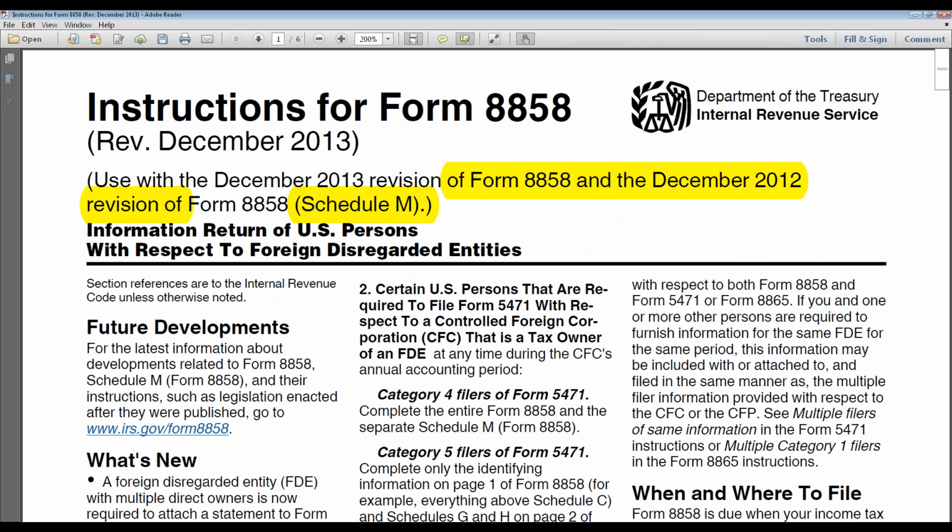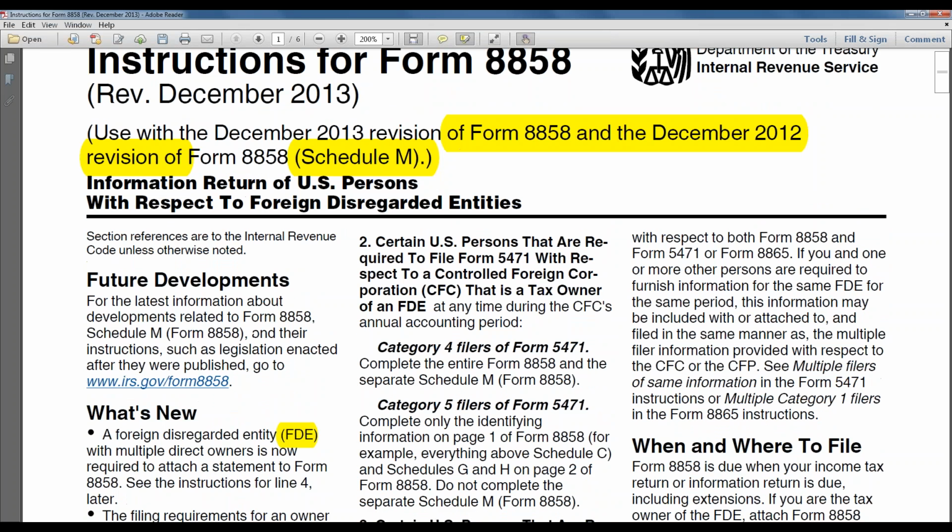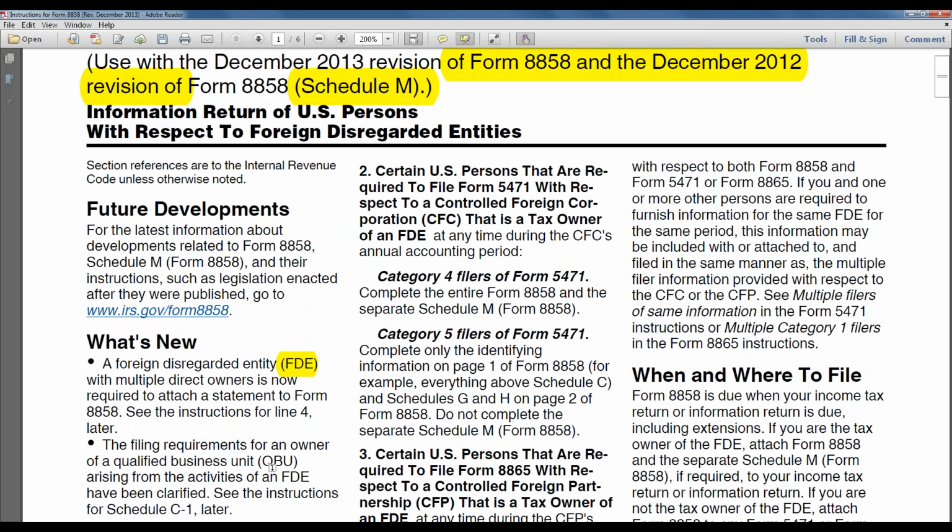Form 8858, Information Returns for U.S. Persons with respect to foreign disregarded entities, and you will see that that term is referred to as FDE. And the other term, which we just discussed, you're going to see here under what's new, is QBU, Qualified Business Unit. So two things I want to focus on the form.